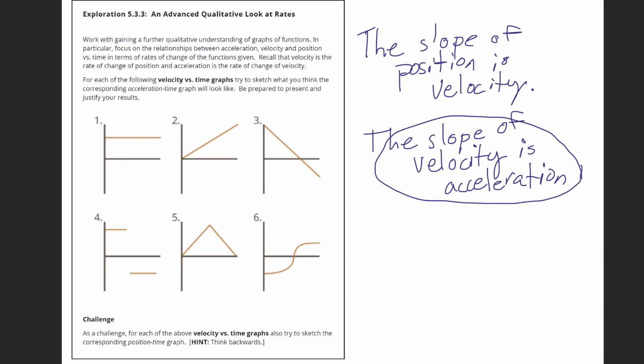For each of the following velocity versus time graphs, try to sketch what you think the corresponding acceleration time graph will look like. Be prepared to present and justify your results. So basically, what they're asking is, given all these graphs, what would the graph of the slope look like? Well, let's see. Take a look at number 1. And again, these are all velocity versus time.